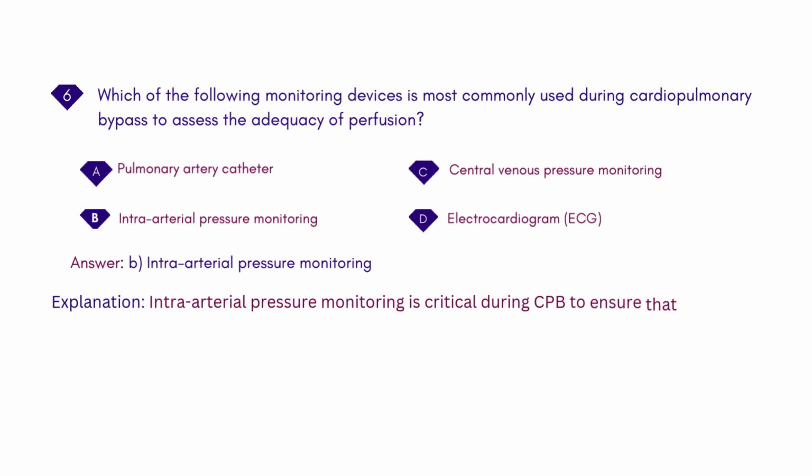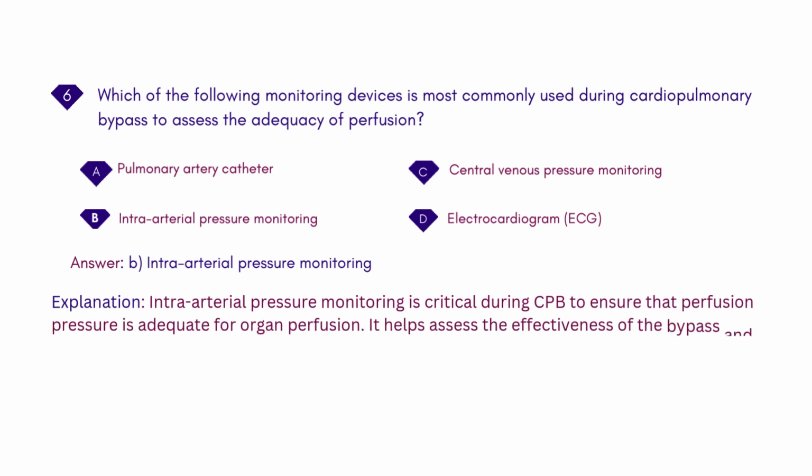Explanation: intra-arterial pressure monitoring is critical during CPB to ensure that perfusion pressure is adequate for organ perfusion. It helps assess the effectiveness of the bypass and the health of the circulatory system during surgery.